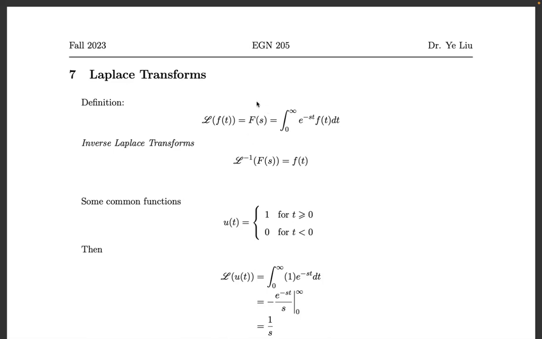If we have a function in the s domain, we can use the inverse Laplace transform to convert it back to the time domain. So L to the power of minus 1 is for the inverse Laplace transform: L inverse of F(s) equals f(t).